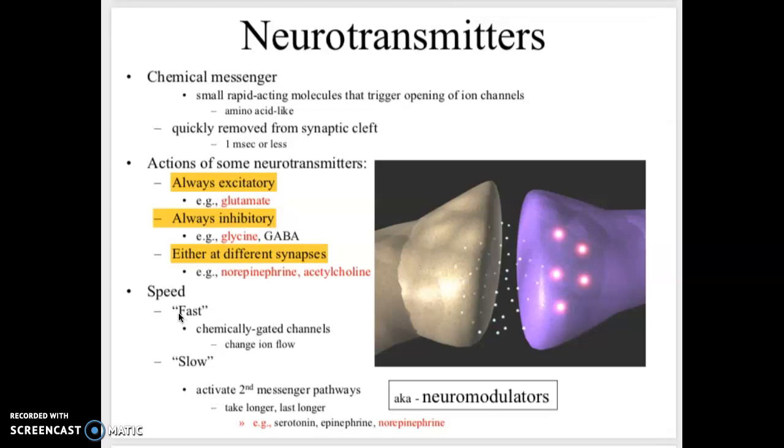Neurotransmitters can be fast, working through those chemically gated channels or ligand-gated channels, or they can be slow, which work through a secondary messenger pathway. We call these neuromodulators, and I'll go through what a second messenger is in a second.